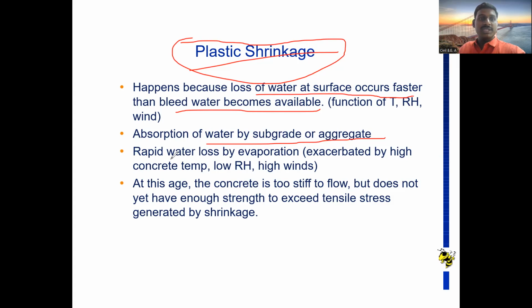Are you getting? So the rapid water loss by evaporation, as I told in the last lecture also. In the summer season, there may be loss of water. So again, the concrete is too stiff to flow, but does not have enough strength to resist the tensile stress generated by the shrinkage. So by the shrinkage phenomenon, tensile stress is generated, and the concrete does not have enough strength to exceed it. That is nothing but the plastic shrinkage.